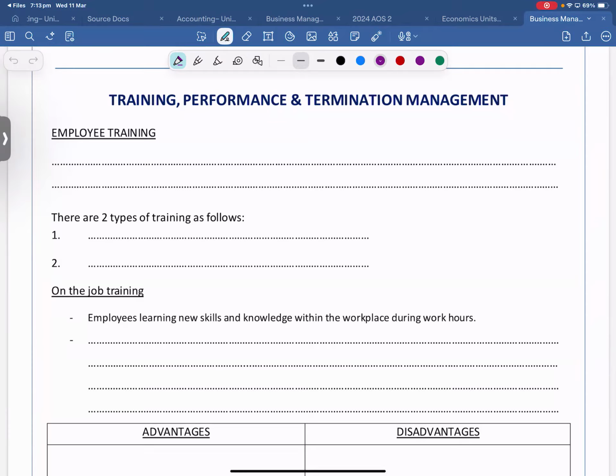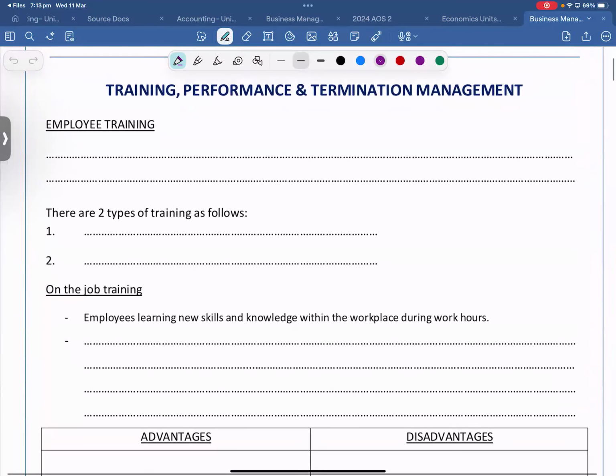Have you done performance management? How many of them are there? Four, very good. So then we are going to do them, and then termination management, right? So termination management, we have mainly two types. Okay, so we have two types of termination, voluntary and involuntary. So then we'll discuss, let's start from the employee training.